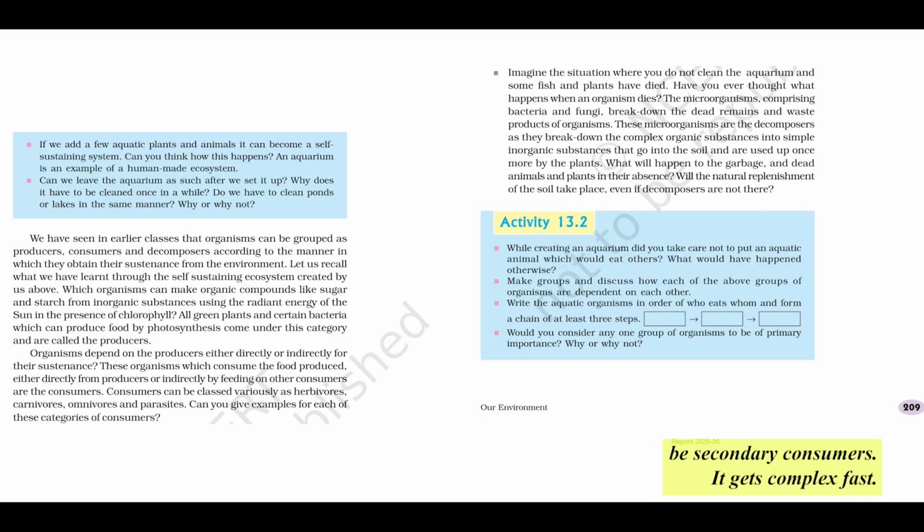It gets complex fast. Then there are omnivores. They eat both plants and animals. Like us humans, we eat veggies and meat. Exactly. Humans are a prime example. Bears, too, they eat berries and fish. Crows are omnivores as well.